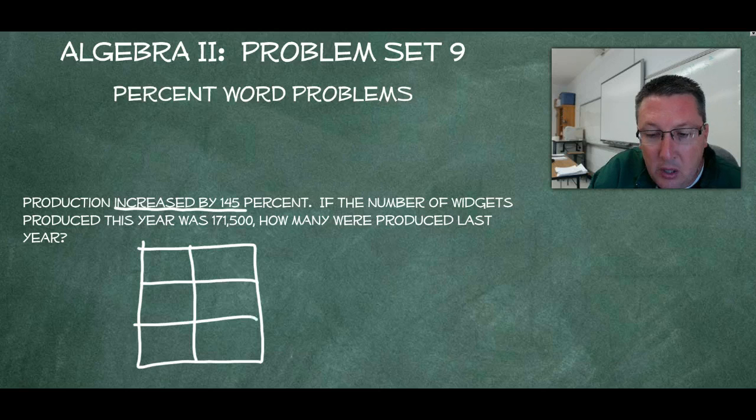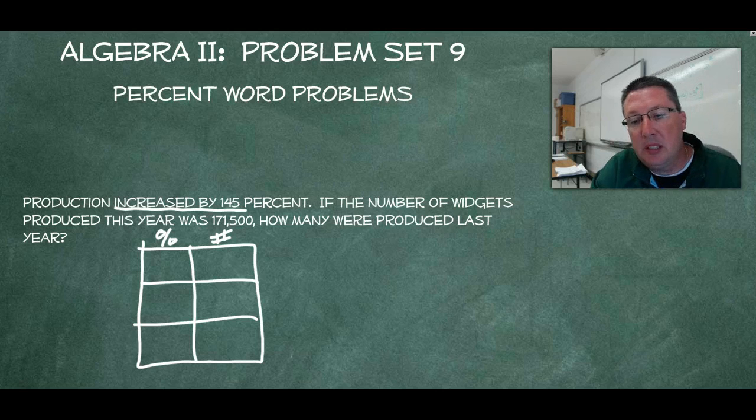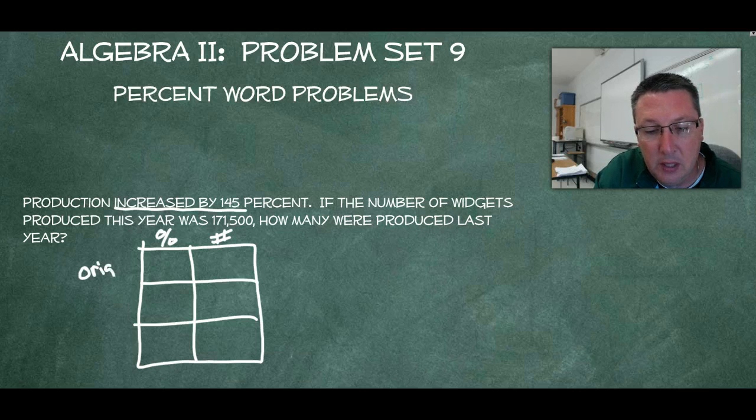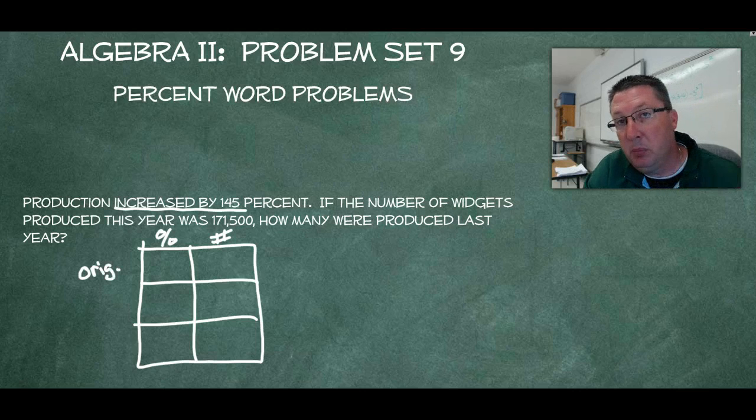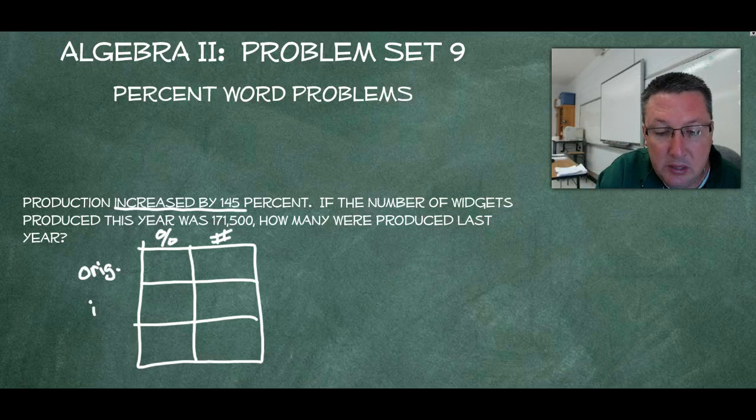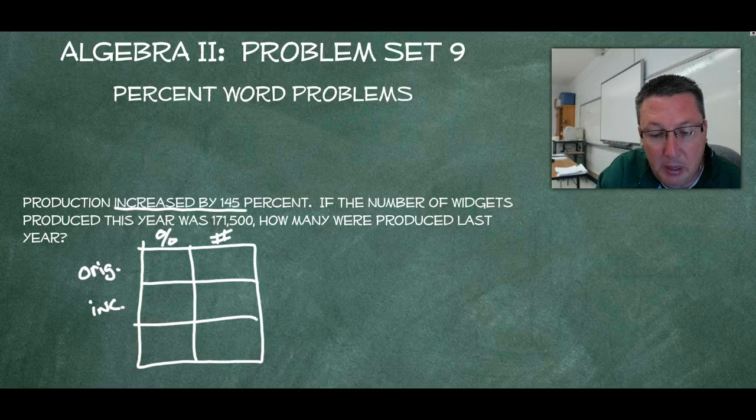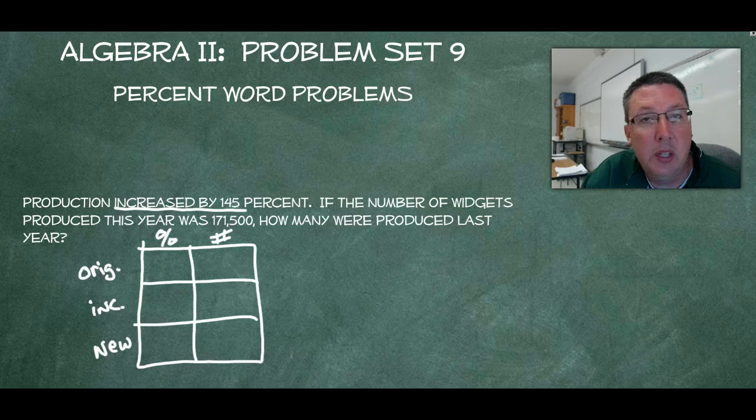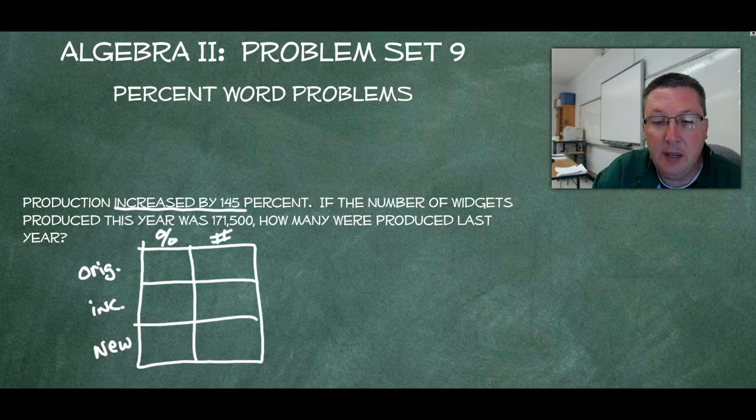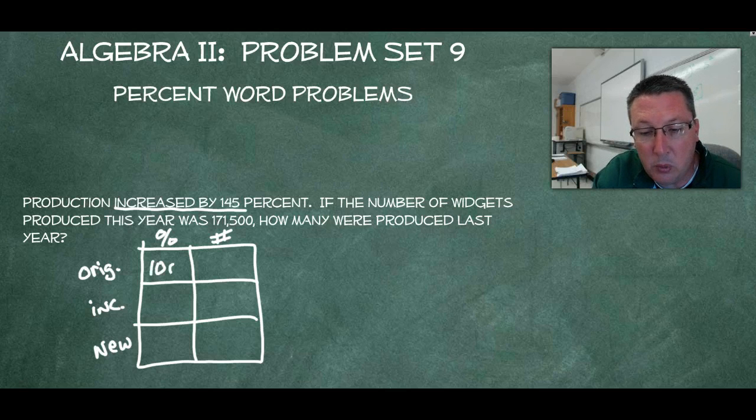Okay? On our table, we still have 3 rows, percent and number, but on the percent column, when it's a percent increase problem, we're going to start with our original amount. That's kind of like your before number. Then the middle row is either your increase or we'll see some decrease problems where maybe it's a sale price and it's marked down some percent. Okay? So the middle row is your increase or decrease, and the bottom row is your new, or the amount after the increase. Okay? When we have a percent increase problem, the original percent will be our 100.